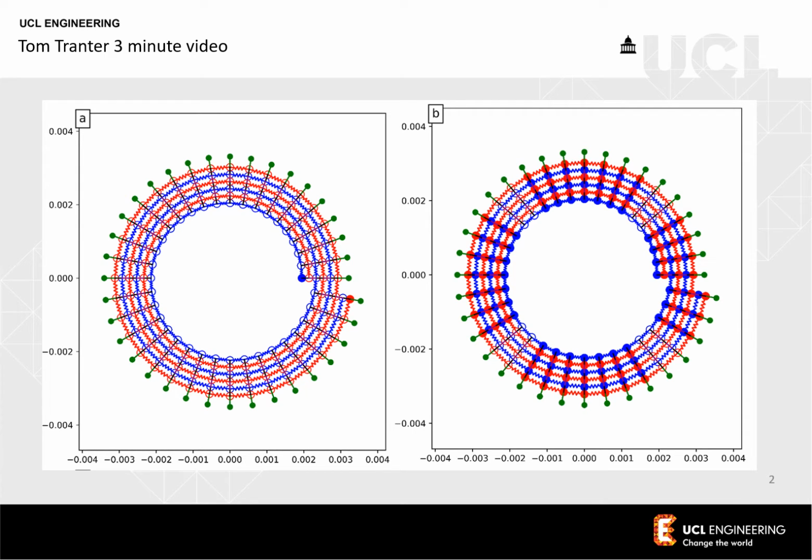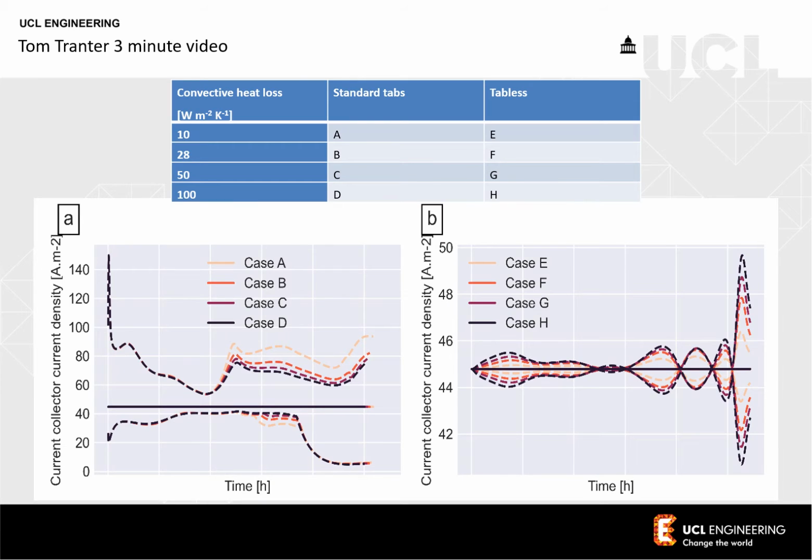And I investigated some different cases where there's different convective heat loss at the outer surface of the battery, and compared what would happen over time to the current density and the temperature of the cell for the different cases and different tab designs. You can see on the left, with the standard tabs, the variation in current collector current density is much larger. And it also has a dependence on the overall temperature of the cell, with the hotter case being case A and E, having lesser cooling and more variation in current density.